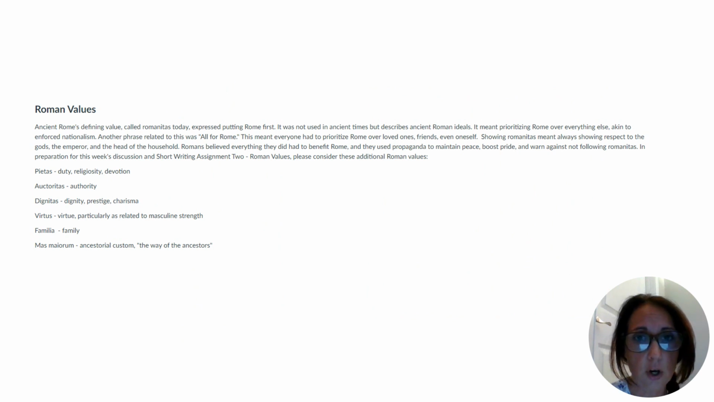Now for the value part, you're going to want to go into this week's module. At the beginning in the overview for the module, I do explain that there are some key differences between Greek and Roman values. That's going to be a good place for you to start. And then further down into the module, there is a section that explicitly addresses Roman values.